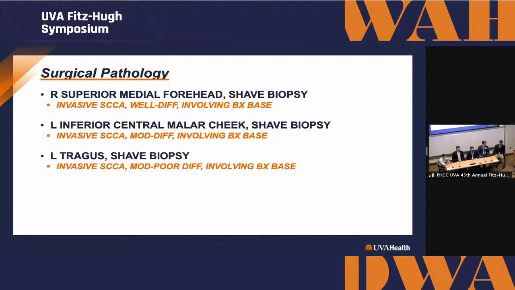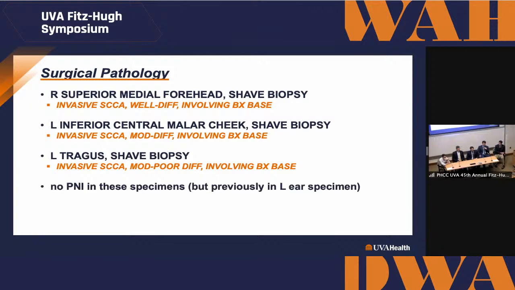The tragus is a little more on the poorly differentiated side, the forehead more on the well differentiated side, but nothing too shocking there, and no perineural invasion noted in any of these, except that this tragus lesion is thought to be a recurrence of the prior lesion that did have perineural invasion and was previously radiated postoperatively.